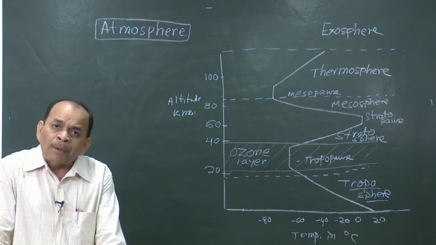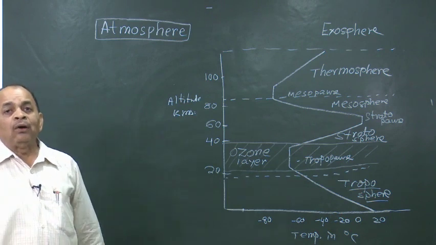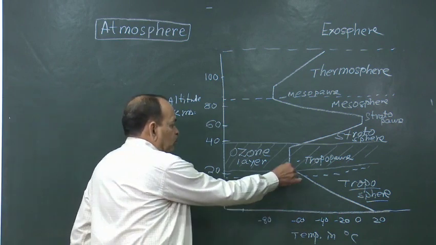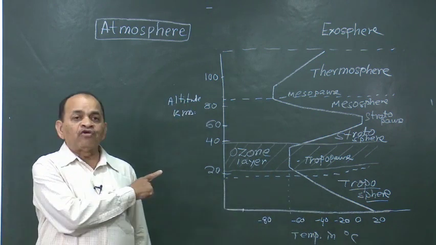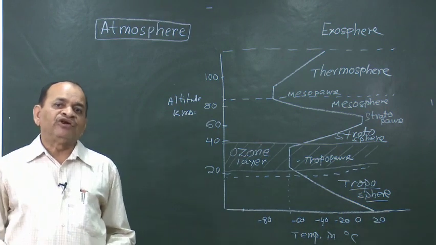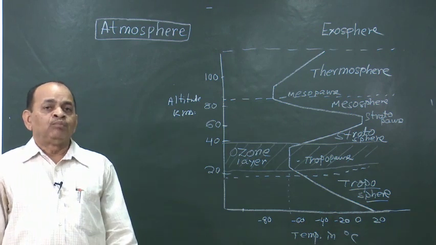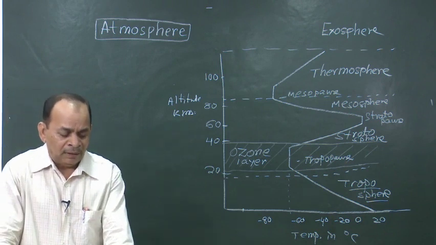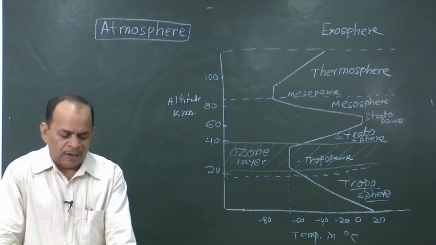At the top of the troposphere, the temperature decreases to about minus 60 degrees centigrade. You can see this is the minus 60 degrees centigrade. So at the top of the troposphere, temperature falls to about minus 60 degrees centigrade. Another important feature here is the occurrence of the ozone layer. Ozone occurs locally.